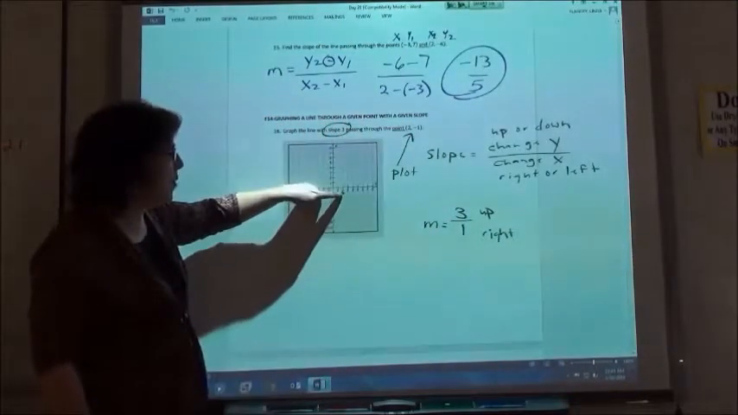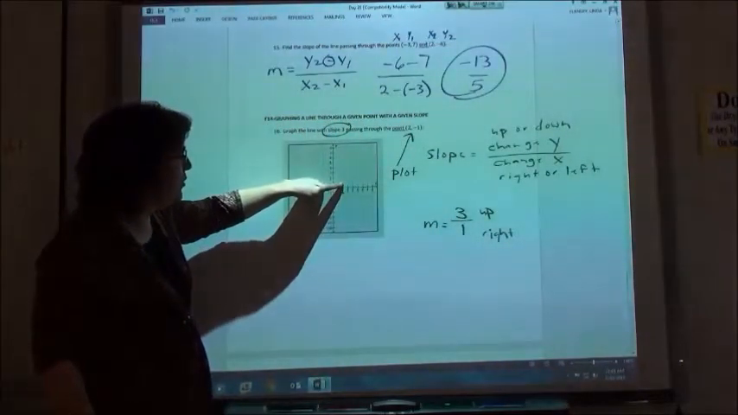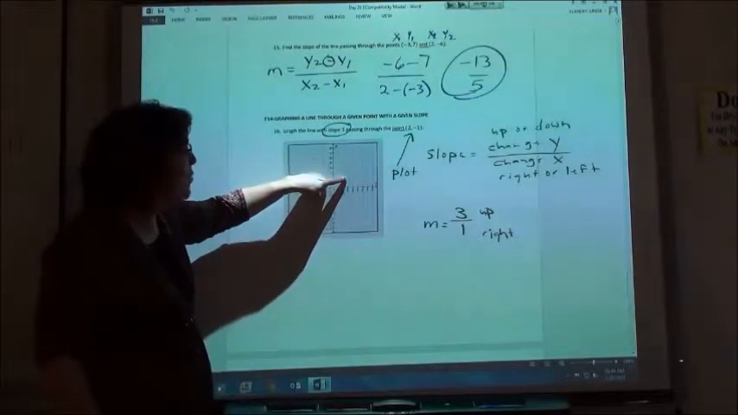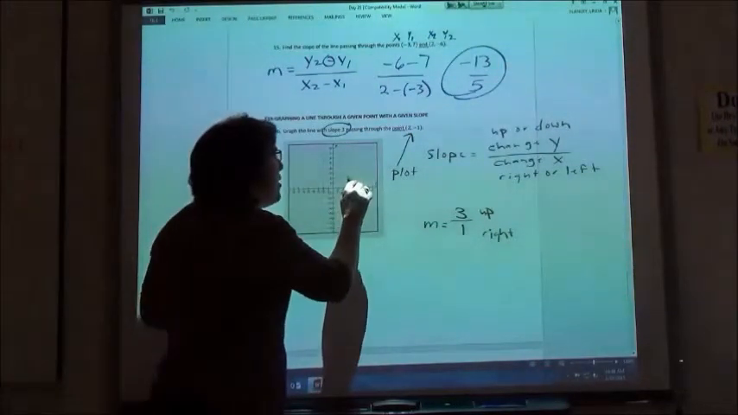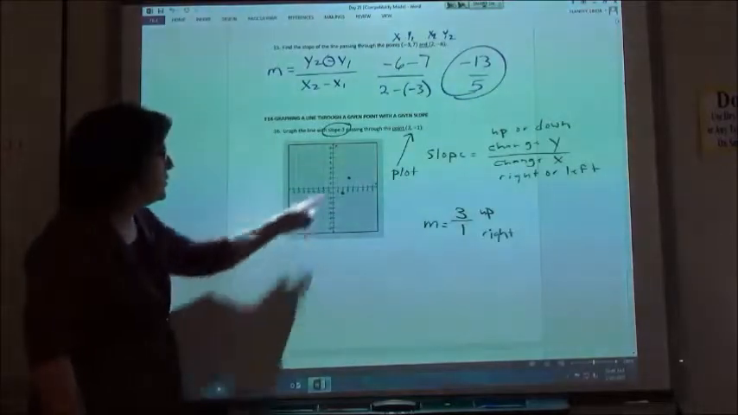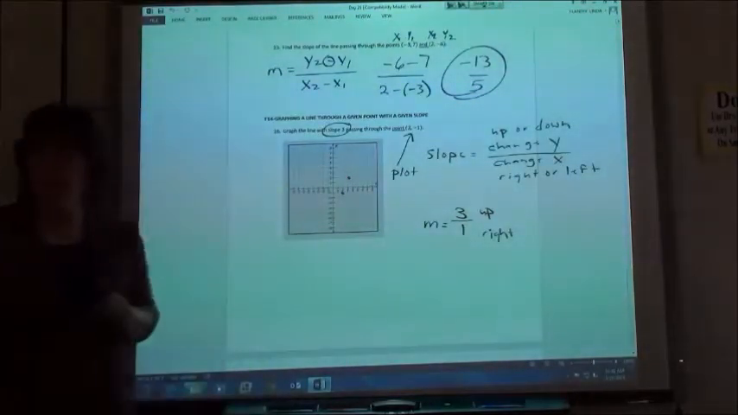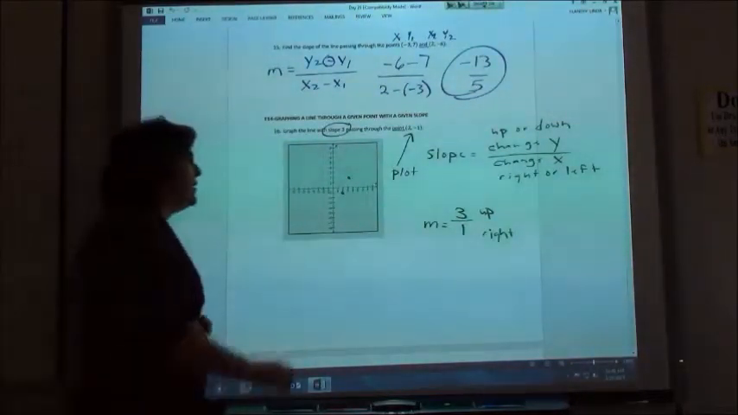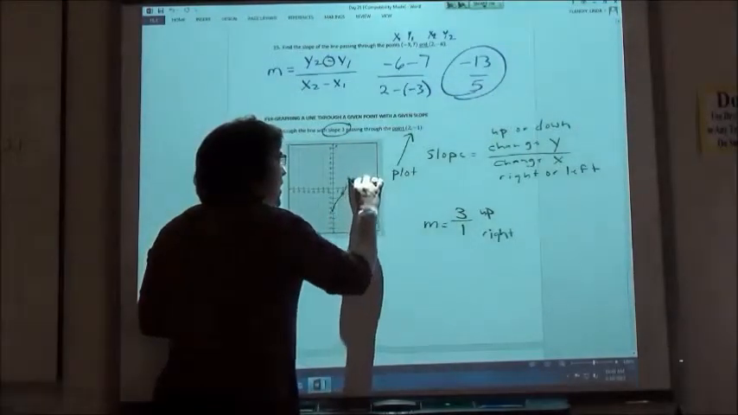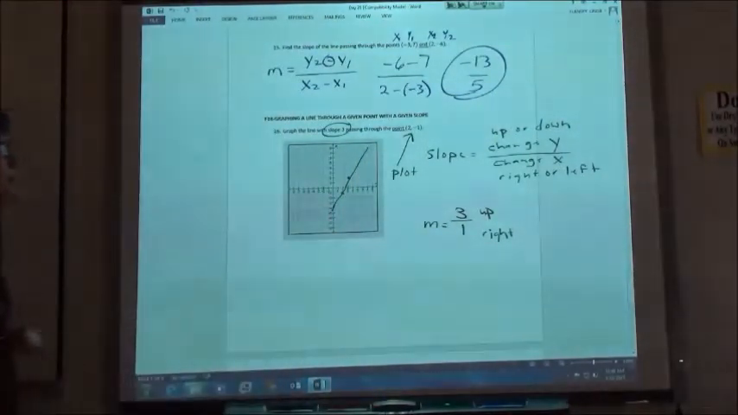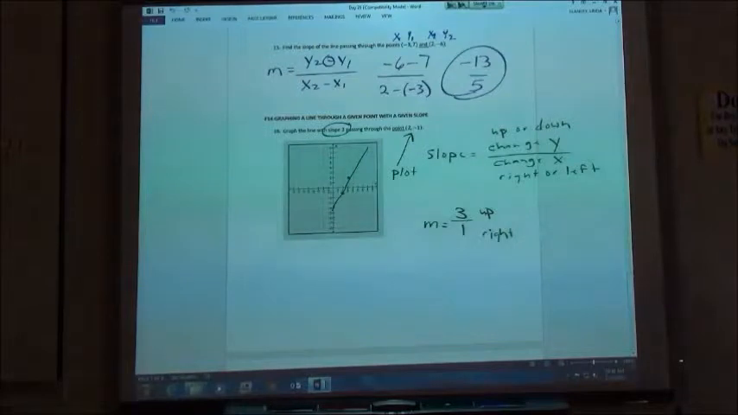So from this point, we're going to count 1, 2, 3 up, and 1 to the right, and that's where our next dot is. So up 3 over 1. That's what slope means, right? Then I can connect my 2 dots and draw my line. And I can see that the slope of that line is positive. It goes up as I draw it from left to right.